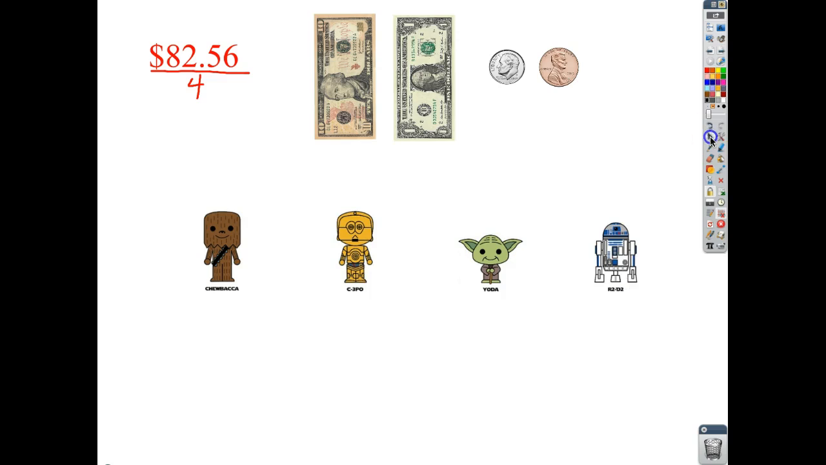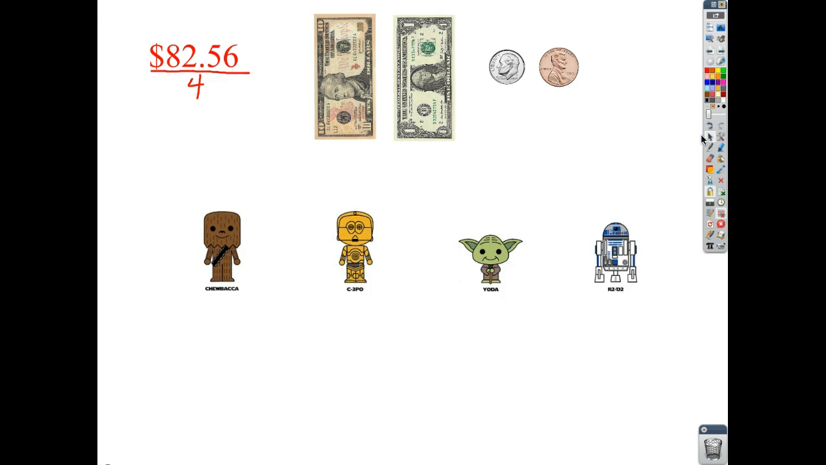Let's say I'm only going to use tens, ones, dimes, and pennies because these also represent place value. So this would be the tens place, the ones place, the decimal would be here, then tenths and hundredths. I think this is an easy way to represent this. So if I have $82.56 and I want to share it with all 4 of these guys, I'm going to start passing them out and sharing them.